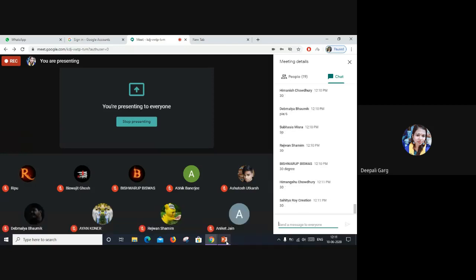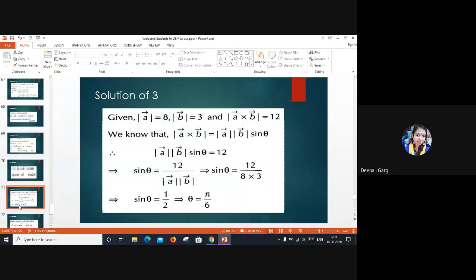So let's see the solution. The solution is this. 8 into 3 into sin theta equals 12. Sin theta will again equal half. So theta will be pi by 6. So moving on to question number 4.